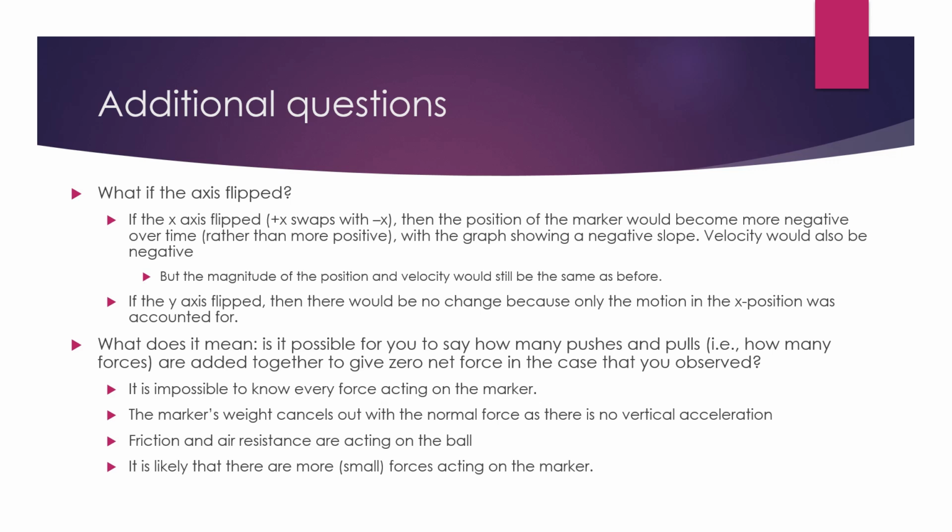Is it possible for you to say how many pushes and pulls, that is, how many forces, are added together to give zero net force in the case that you observed? The short answer is that it is impossible to know every force acting on the marker. We know that the weight and the normal force are acting on the marker, but these two forces cancel out as there is no vertical acceleration.